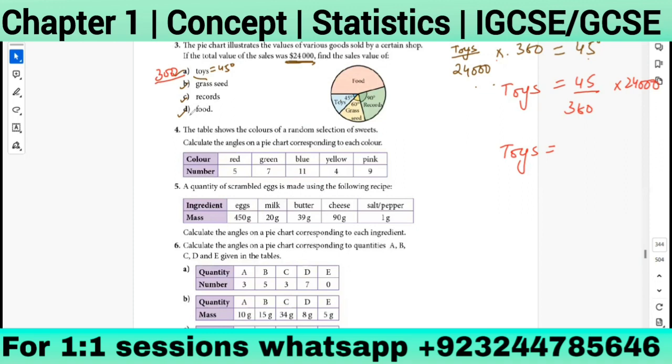Is it 300 or 3,000? 3,000. Yes, it's $3,000. Don't make these small mistakes, okay? Okay, now go for the grass seed, records, and foods. Grass seeds 4,000. Okay. Next. The answer to the C part is 6,000.